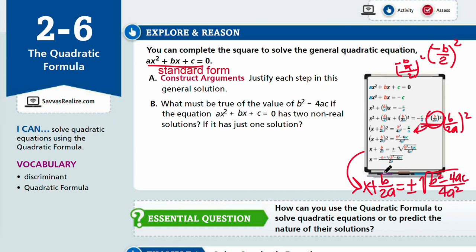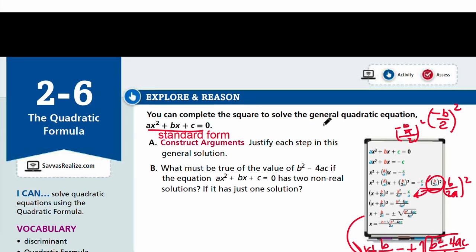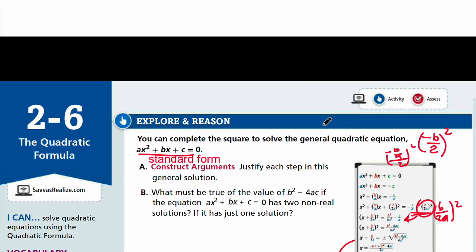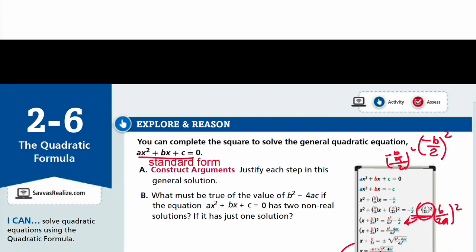And at the end, your quadratic formula is negative b plus or minus square root of b squared minus 4ac, over 2a. And so yes, all these steps are justifiable. Let's write them down. We need to find a space. Let's write it here on top. So, explore and reason, part A.